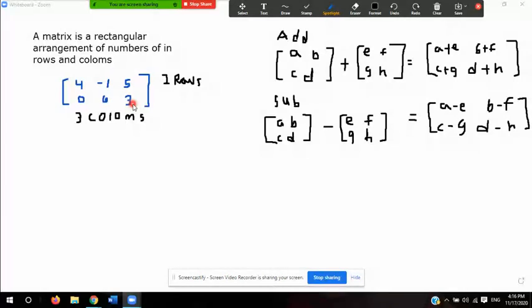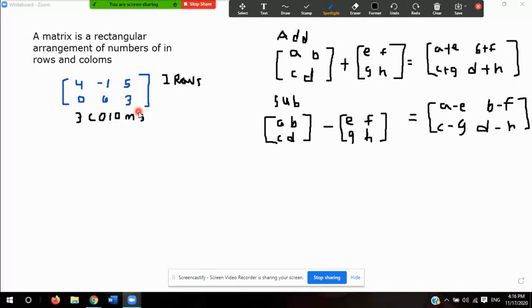Okay, so a matrix is a rectangular arrangement of numbers that are divided in rows and columns. And remember that the rows are horizontal. So this matrix particularly has 2 rows and, the vertical arrangements, 3 columns. Now, today we're going to focus on adding and subtracting matrices.